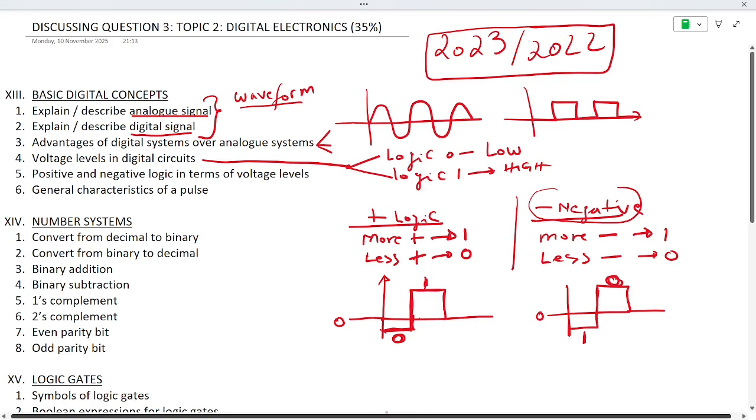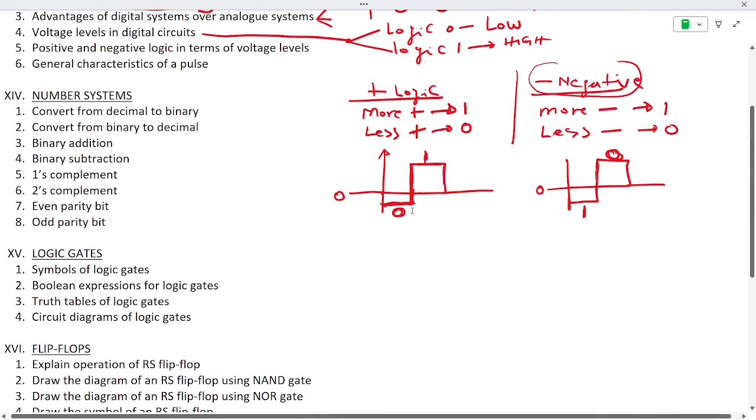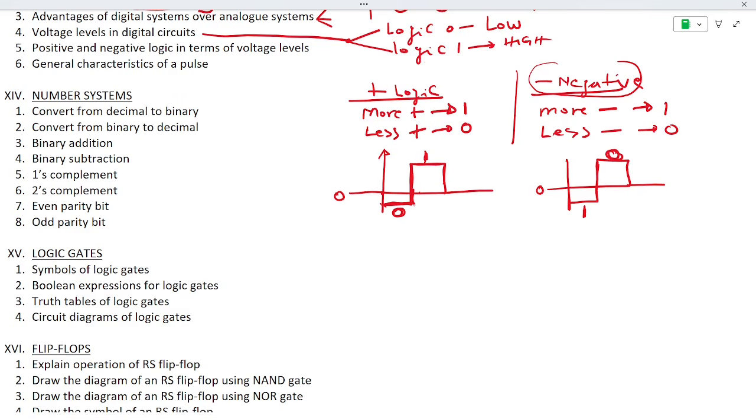So that's how you represent it with the waveform. You also have to study the general characteristic of a pulse. This is where you have to study the positive going pulse. So there are two types of pulse.